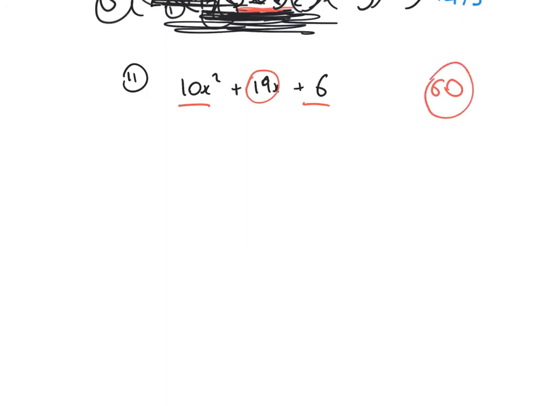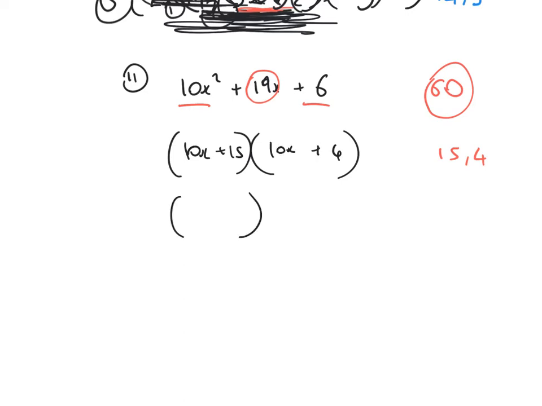Let's try one final example. Example 11: 10x squared plus 19x plus 6. 10 times 6 is 60. Two numbers that multiply to give 60 and add together to give 19. Take your time. That's 15 and 4. 15 times 4 is 60, and 15 plus 4 is 19. So plus 15 plus 4. Drop 10x in here and 10x in here.